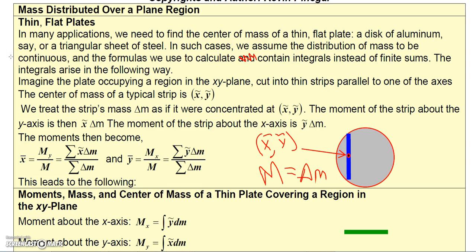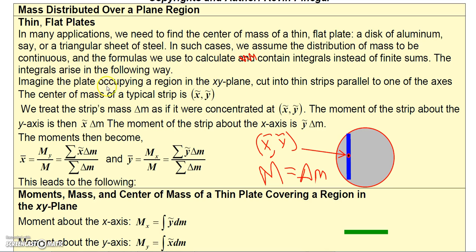Okay, in this section we're going to find the mass that's distributed over a plane. So let's consider that you have a flat plate, like a disc of aluminum or a triangular sheet of steel or something like that. Now in these cases we're going to assume that the distribution of the mass is continuous, and the formulas we use to calculate will contain integrals instead of finite sums. So take a look right here.